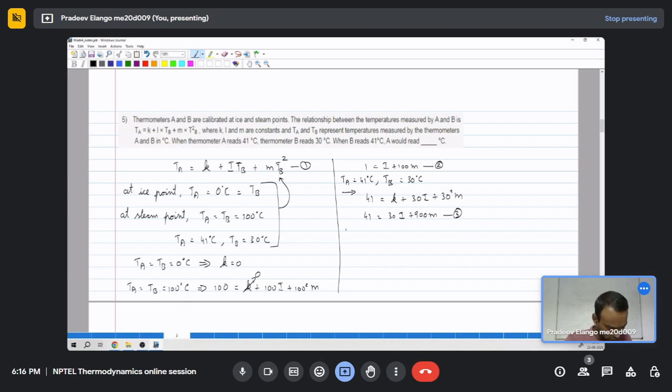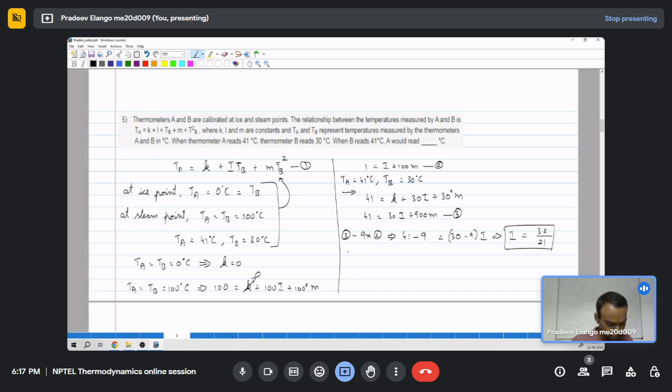I would write equation 3 minus 9 into the second equation. On the right hand side we will eliminate M, and on the left hand side we will have 41 minus 9 is equal to 30 minus 9 I. So I is equal to 41 minus 9 is 32, and this is 21. So we have found the value of I.